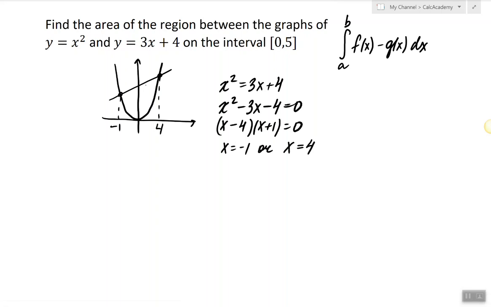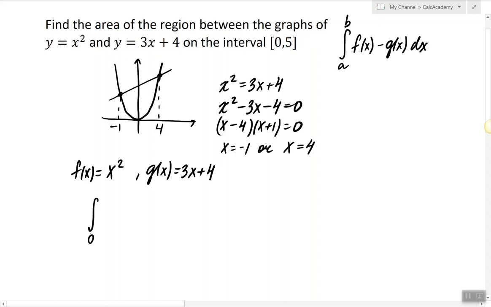So if we name the parabola f of x and the linear function g of x, then to find the area on the interval from 0 to 5, we first have to split the interval from 0 to 5 into two regions, one from 0 to 4 and one from 4 to 5.